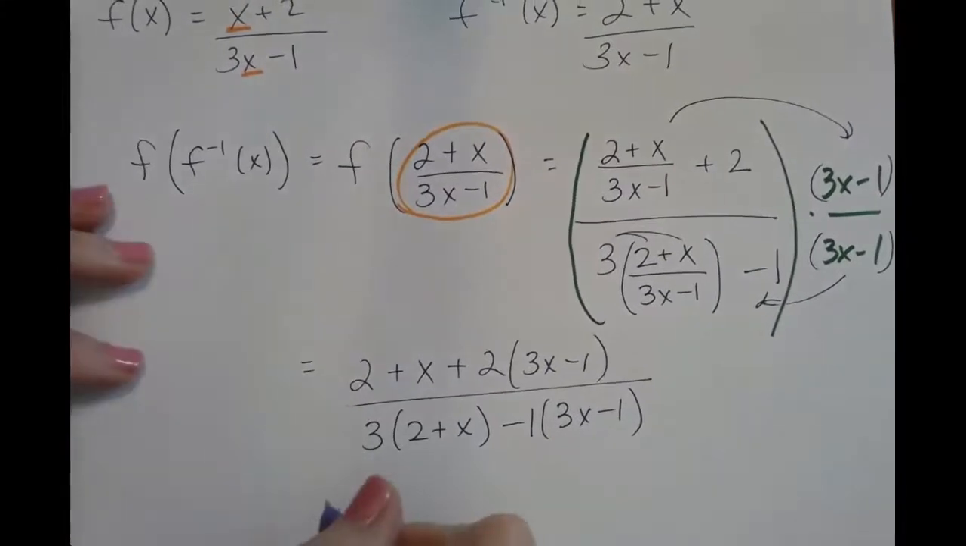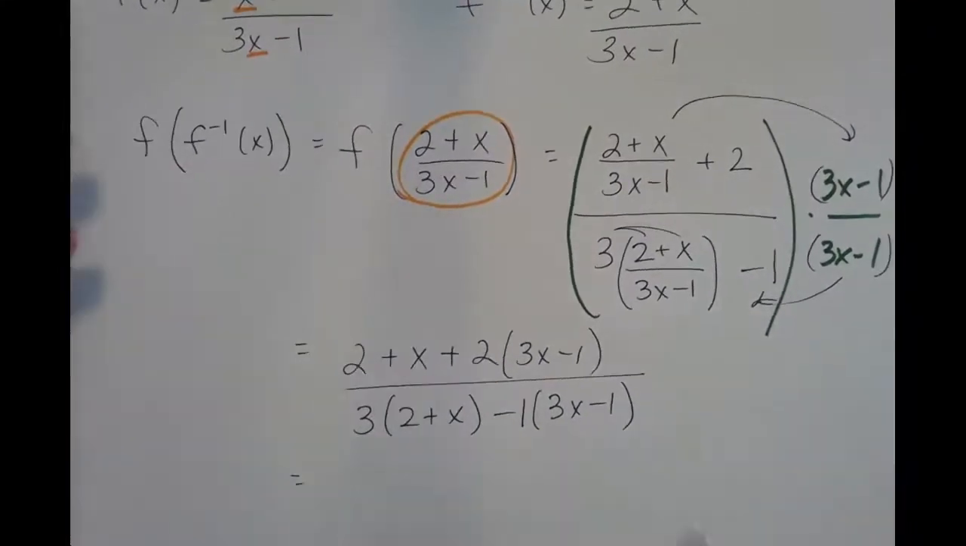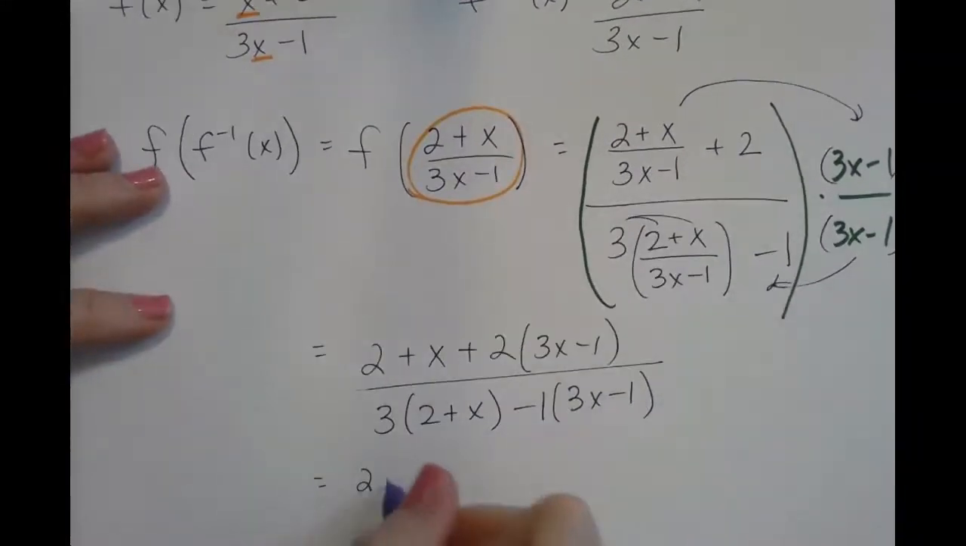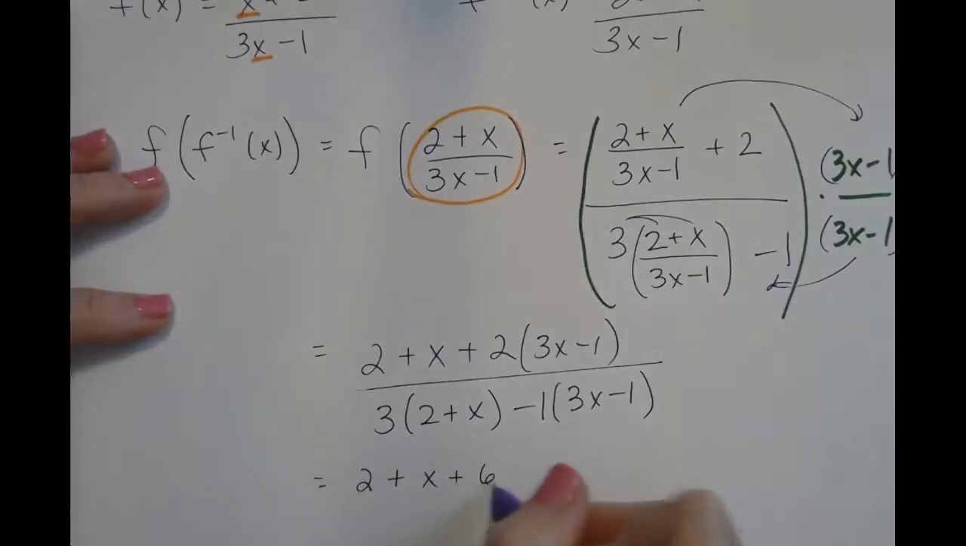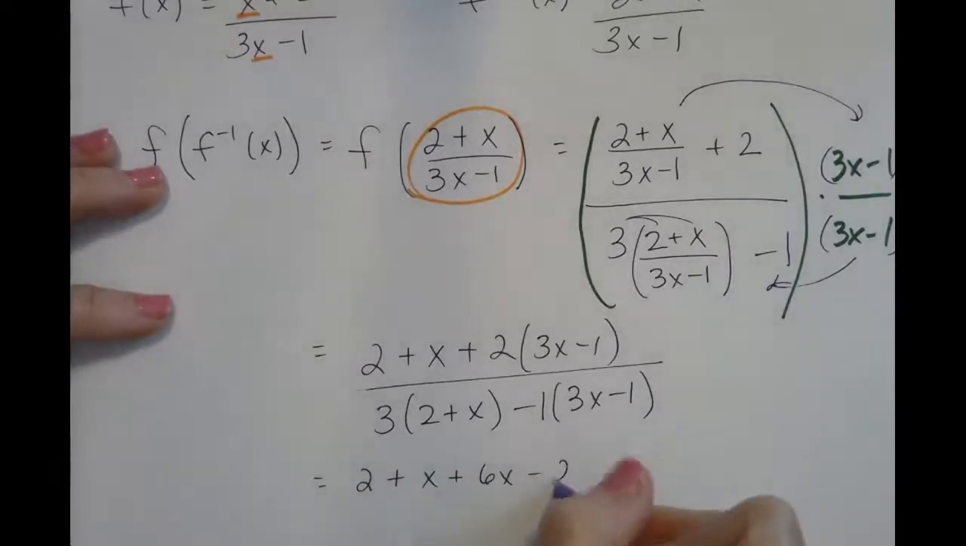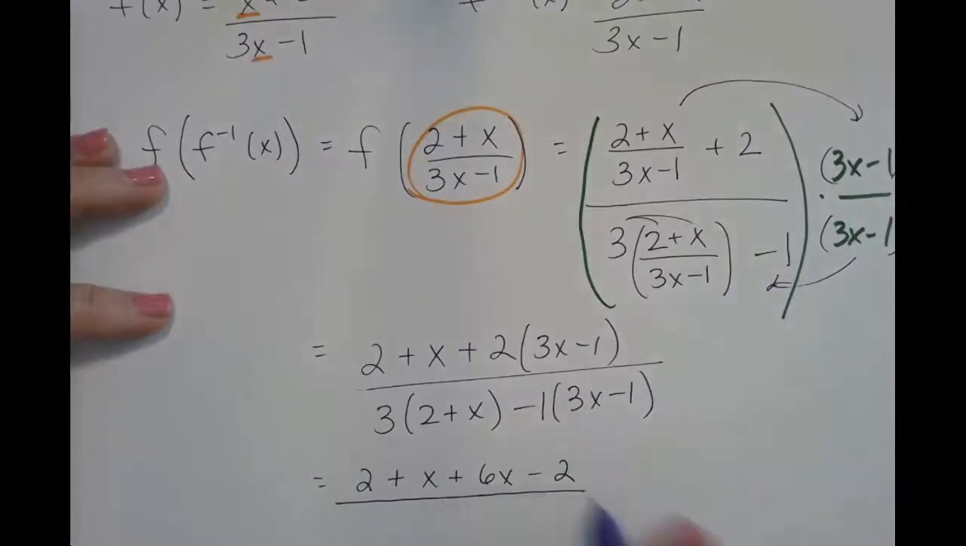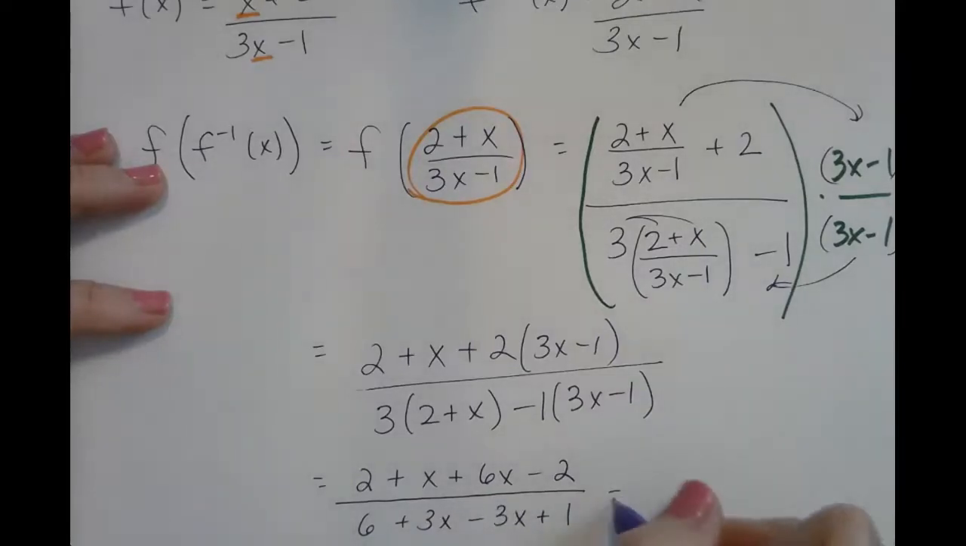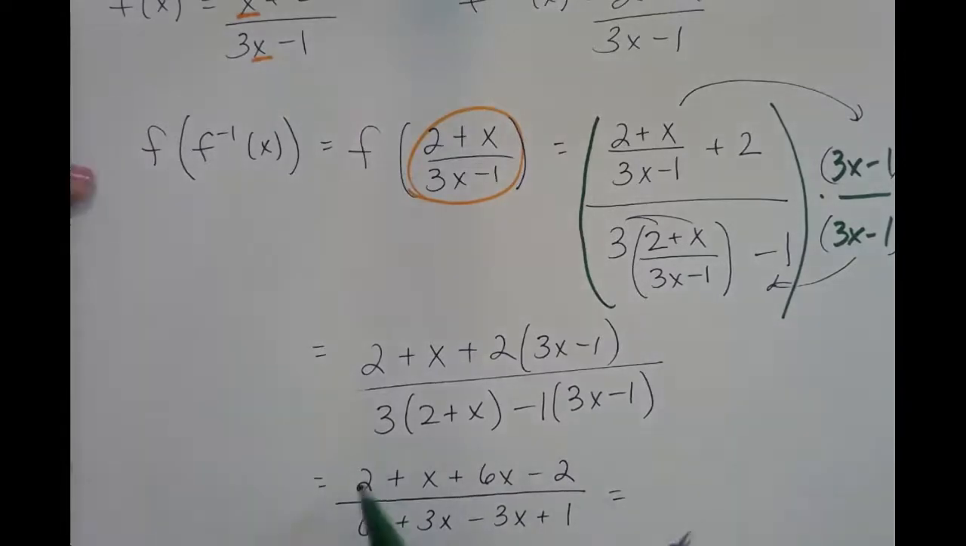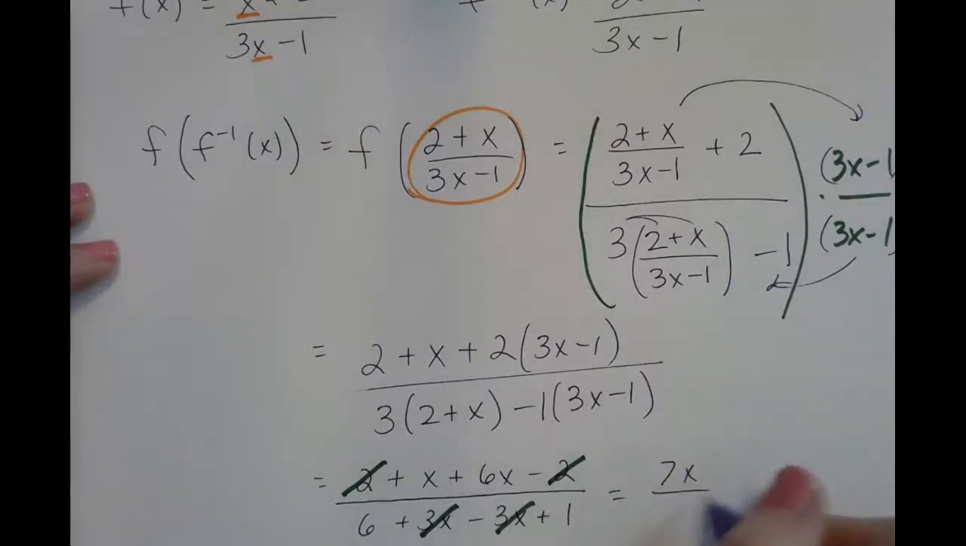So let's do it. Here goes. So 2 plus x plus 6x minus 2 all over 6 plus 3x minus 3x plus 1. So we end up with the 2's canceling, the 3x's canceling. We end up with 7x over 7, which of course is x.